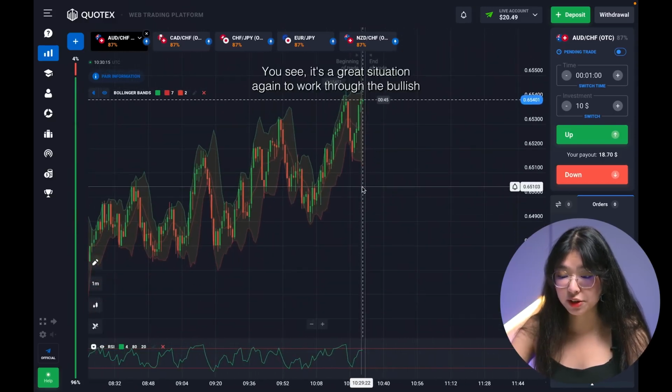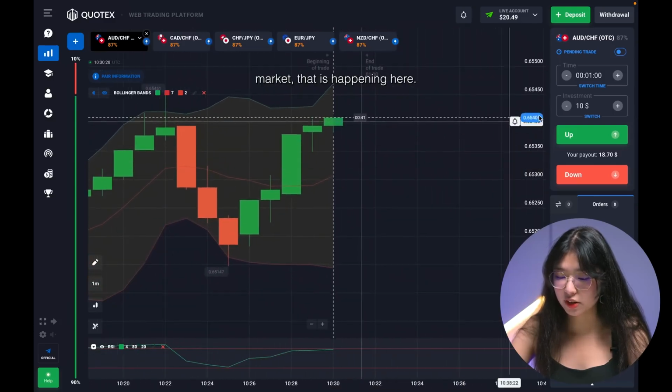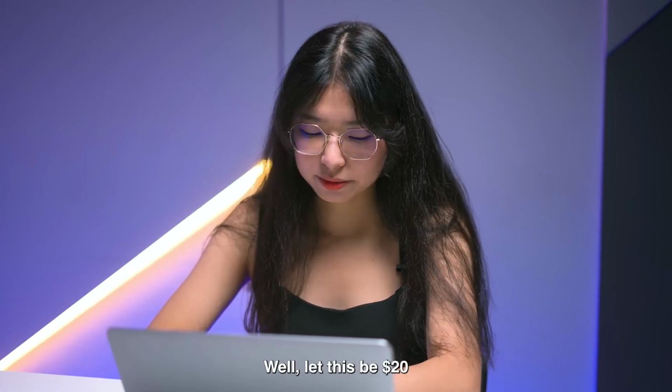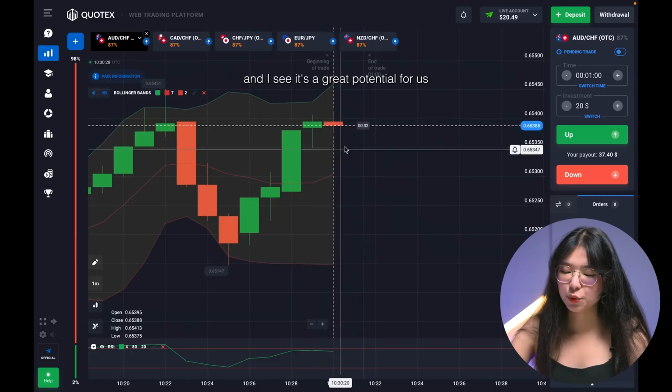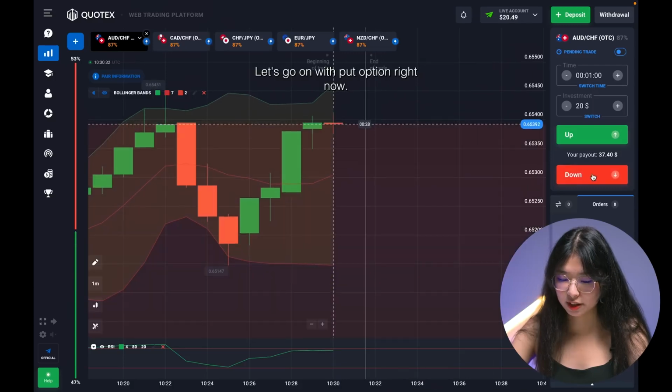And you see that's a great situation again to work through the bullish market. It's happening here. I will be sure to go onto my investment. So let it be $20. And I see it's a great potential for us to work with this part of the graph. Let's go with put option right now.